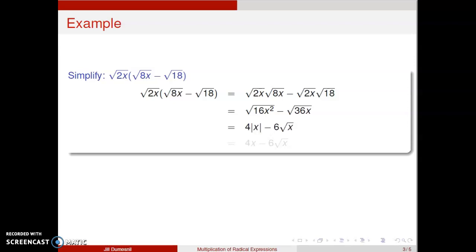Next, we simplify each radical, remembering that in general, the square root of x squared is the absolute value of x. In this problem, however, we know that x is greater than or equal to 0 because x is under an even-indexed root at the beginning of the problem. Therefore, the absolute value of x equals x.